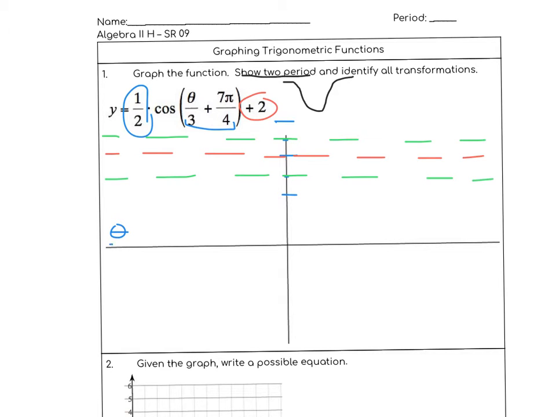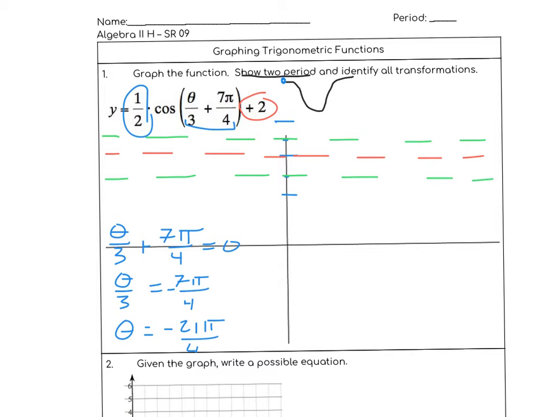We've got theta over 3, and if you'd prefer to just use x, that is okay with me, because theta is just a variable. So we've got theta over 3 plus 7 pi over 4 is equal to 0. That's going to be finding the starting point. In solving this, I subtract 7 pi over 4 from both sides, and we end up with 7 pi over 4, but the negative version. Multiplying both sides by 3, we get theta is equal to negative 21 pi over 4.